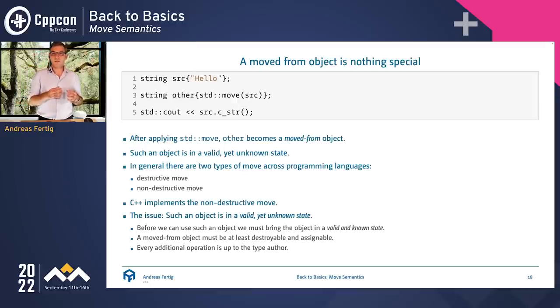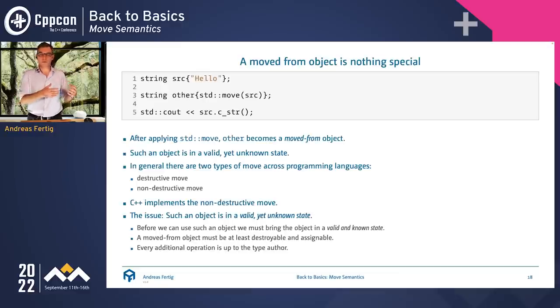So it depends on the implementation. We just implemented move operations for our std::string, and you saw it's completely up to us, implementation freedom. So before we can use or reuse such a moved-from object, we have to bring it back into a valid and known state. And we can do that by assigning a new value to it. That should be possible. Destroying it must always be possible because the destructor will run. And usually it's a good idea to also provide an assignment operation. But as for the standard library, you can also find other operations that are safe to call on these types, but this is entirely up to the type author.